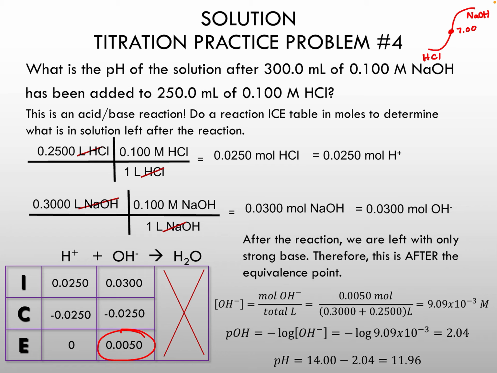Once you have pOH, you can just do 14 minus that value and get our pH. Again, it makes sense that this is a very basic pH because all we have in solution is sodium hydroxide. If you had written this down as your pH, you should recognize, whoa, that's not right, because the only thing I have left in solution is sodium hydroxide. It should not have a pH of 2.04. Clearly I've done something wrong. Then go back and check your work and realize, okay, I've calculated pOH instead of pH. Let me fix that.